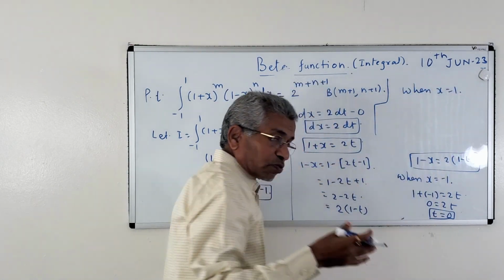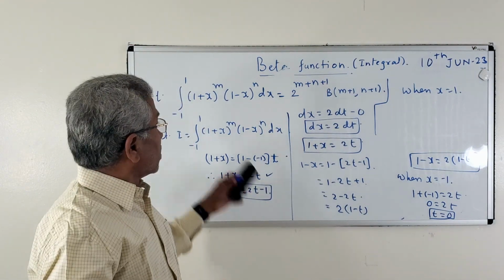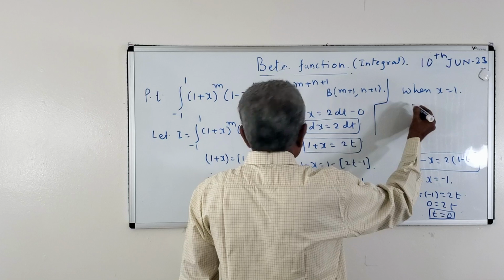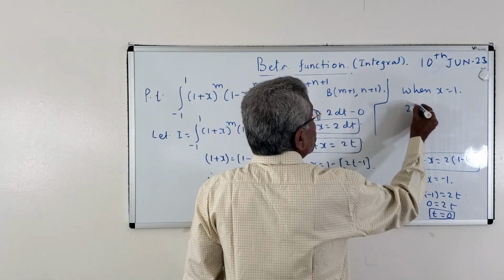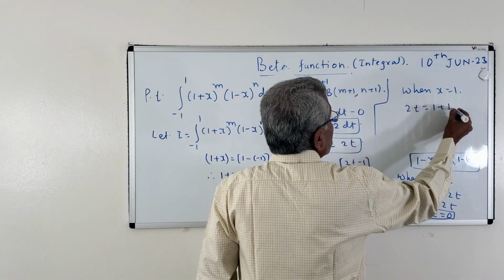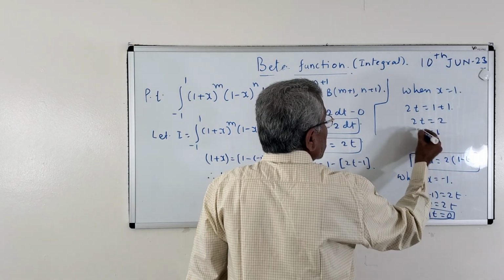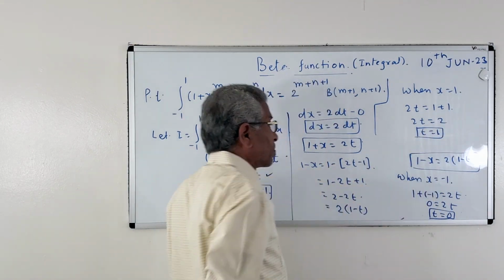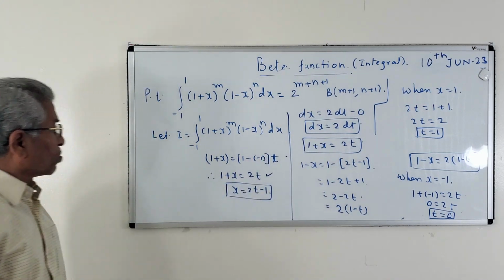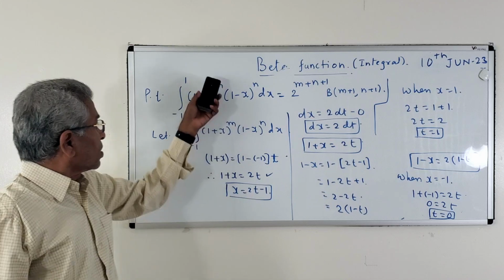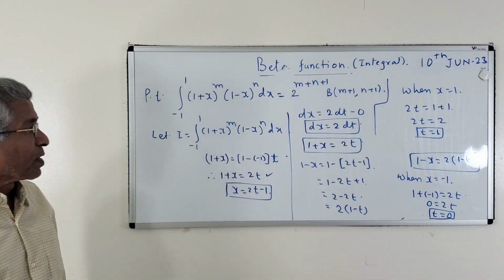We are going to find the limits of the new variable t from the limits of the x variable. So when x is equal to 1, 2t is 1 plus 1, 2t is 2, t is 1. That is the value of t. So these are the limits of the integral. After that, we put all the values in the integral I and simplify.